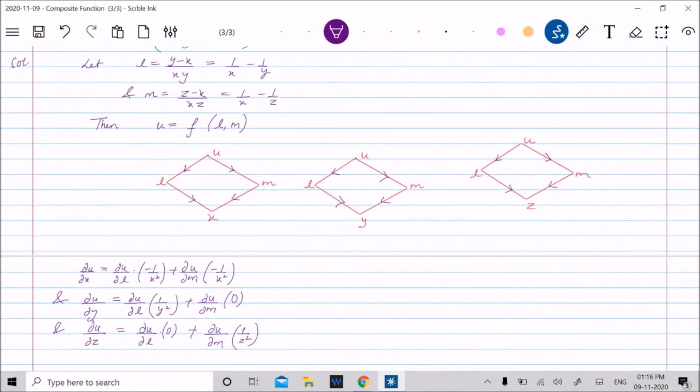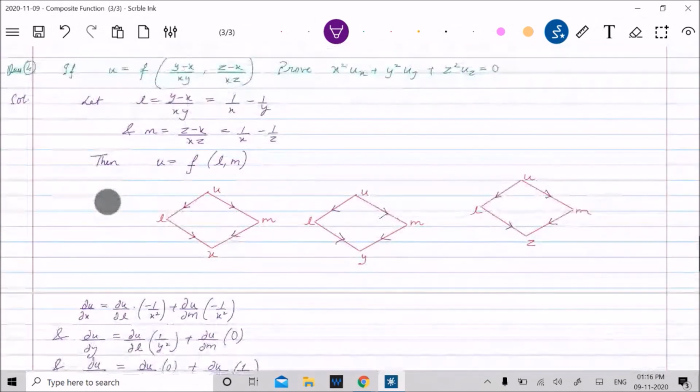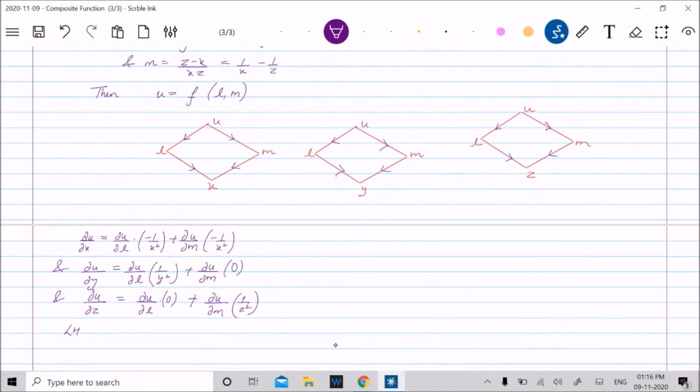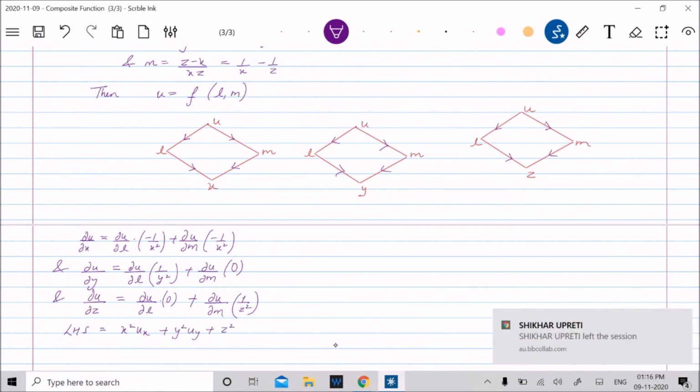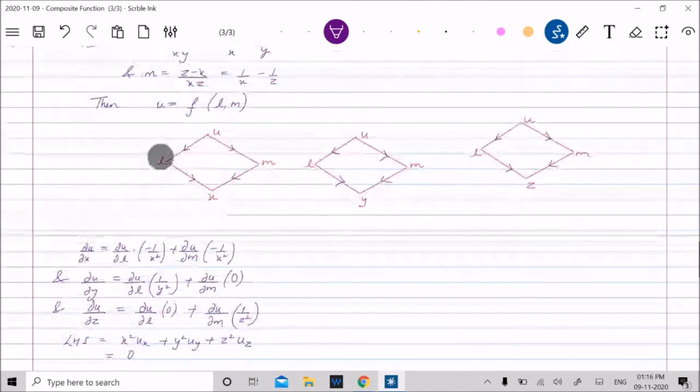Okay. Now you want to add them. So you want to multiply first with x square, then y square, then z square. So I will just pick the left hand side. LHS is equal to x square del u by del x plus y square del u by del y plus z square del u by del z, and that really gives you 0, I think. Yes, that is giving you 0, using first, second, and third.